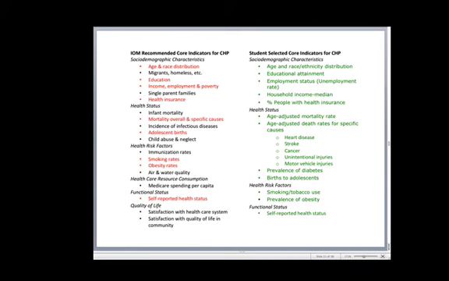In the health risk factor area, they picked adult smoking as an indicator and both adolescent and adult obesity. And finally, they selected the self-reported health status indicator.